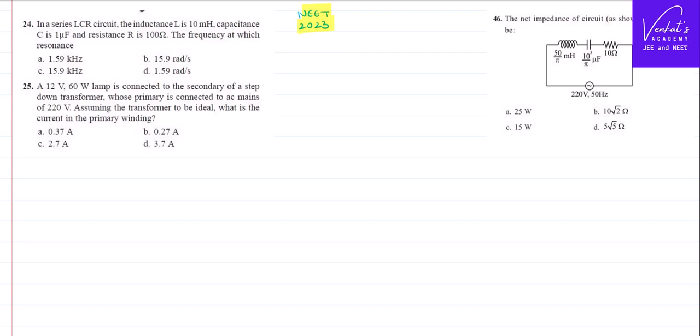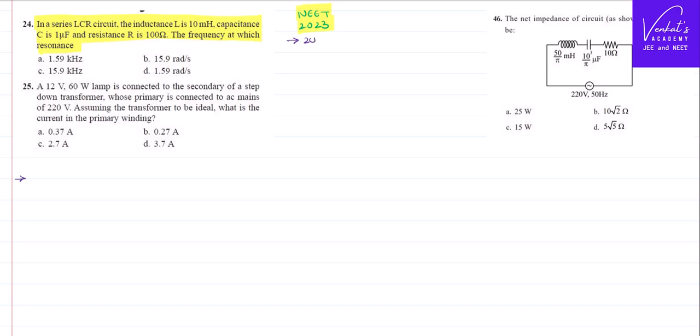Here in this video, we are solving questions that appeared in NEET 2023 from the chapter Alternating Currents, ACs. Let us solve the first question. In the series LCR circuit, inductance, capacitance and resistance are given for us. The frequency at which resonance occurs is? To solve this, we shall go for the basics of that concept. What is the basics of that concept?